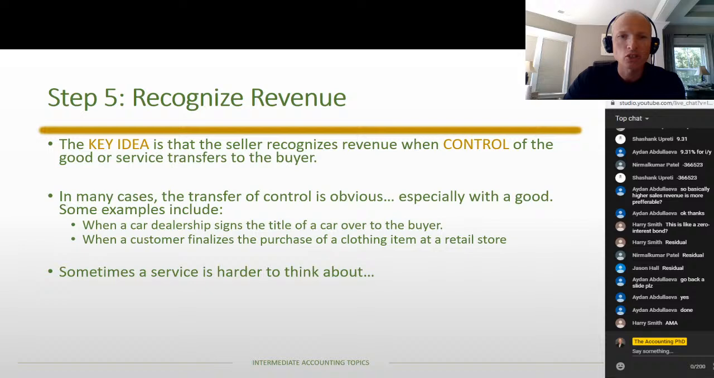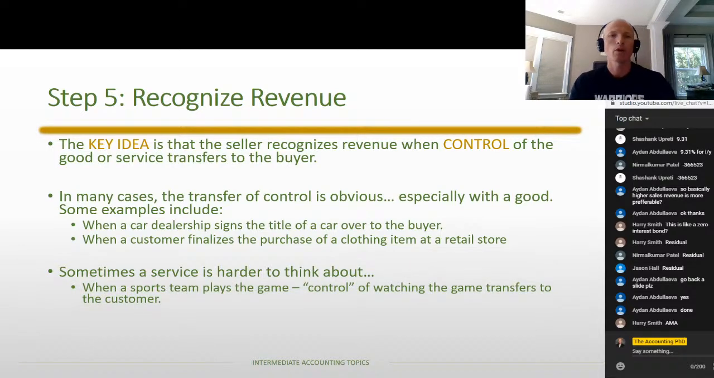However, sometimes a service is a little bit harder to think about. For example, when a sports team plays the game, control of watching the game transfers to the customer, going back to our prior example. When they play the game, whether or not the customer watches the game is completely within their control. Up until that point, it was not. Again, this is about thinking about when control transfers.